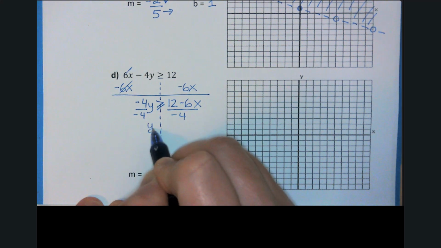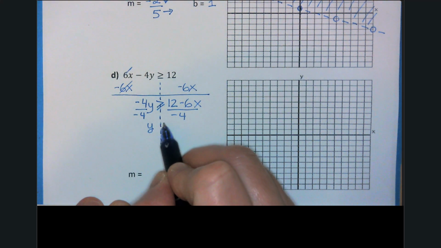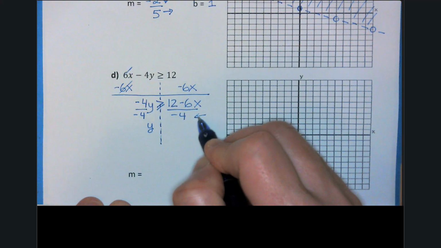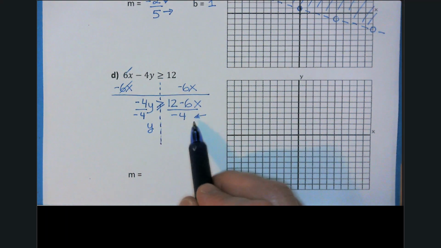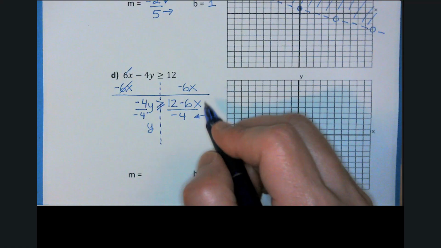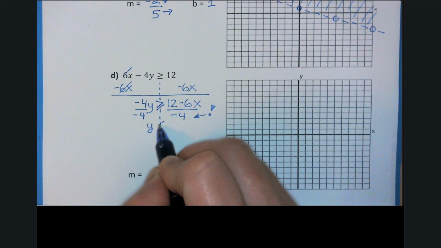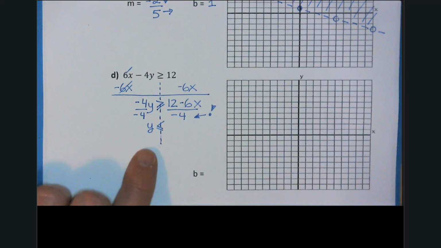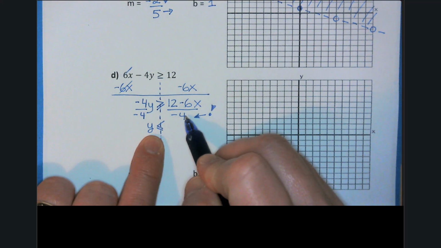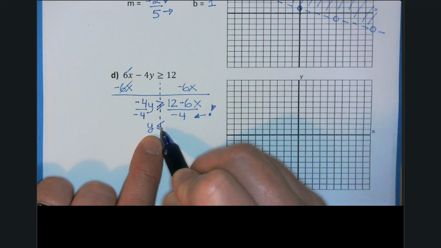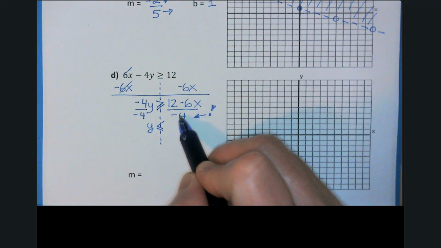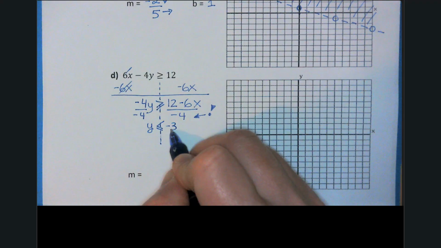So y, and then please remember the special rule. If I divide an inequality by a negative number, which is happening right here, I need to flip the inequality sign. Very important rule about inequalities. If you divide by a negative number, you must flip the inequality sign. 12 divided by negative 4 is negative 3.